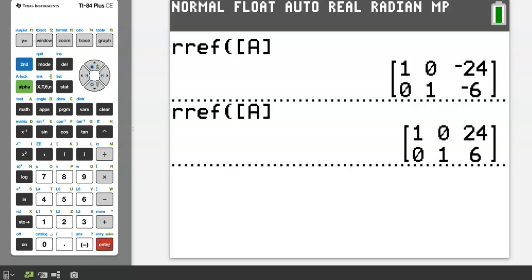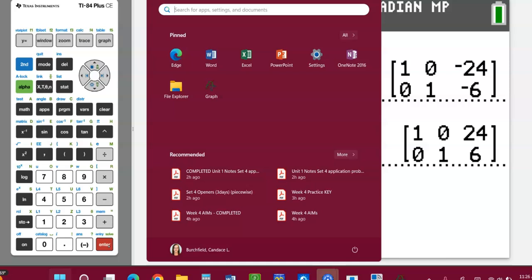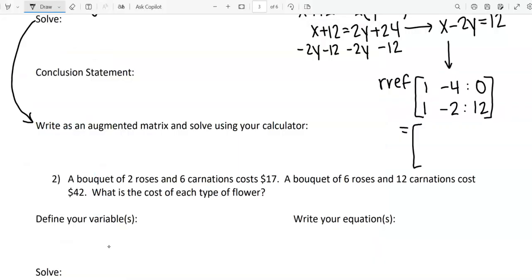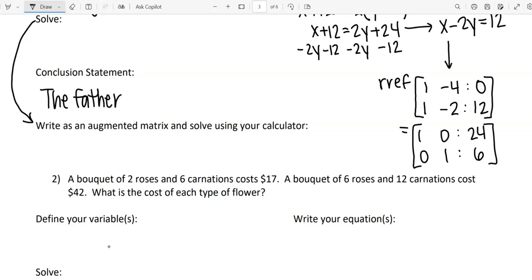There it is. 24 and 6. What is 24? Oh, the dad's age. What is 6? The daughter's age. 1, 0, 0, 1, 24, 6. So you have to show me your equations. You have to show me which matrix you're reffing. Then you have to show me what matrix you got out. Then you can write your conclusion statement. So conclusion statement: the father is 24. The daughter is 6.